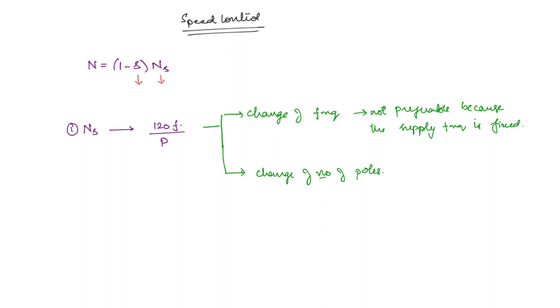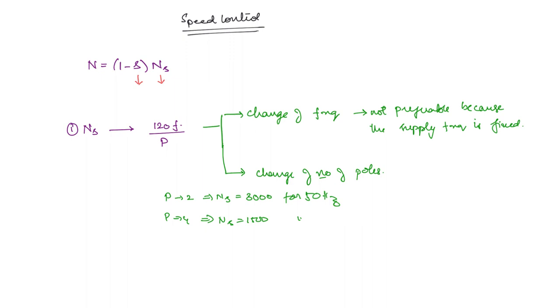Then what will be the difference in the synchronous speed? That means if P is equal to 2, you are going to get Ns is equal to 3000 for 50 Hertz. And if P is equal to 4, then what will happen? Ns you will get as 1500 for 50 Hertz. Okay, so this is going to be a huge change. So that is why this method is also not preferred.